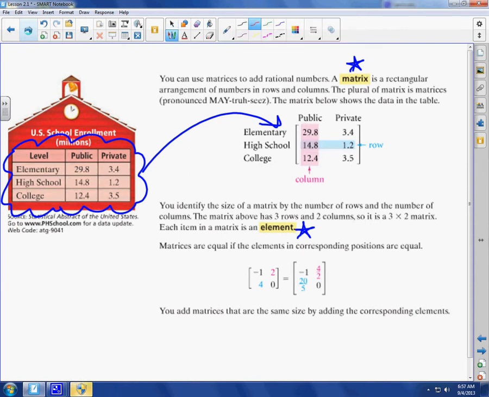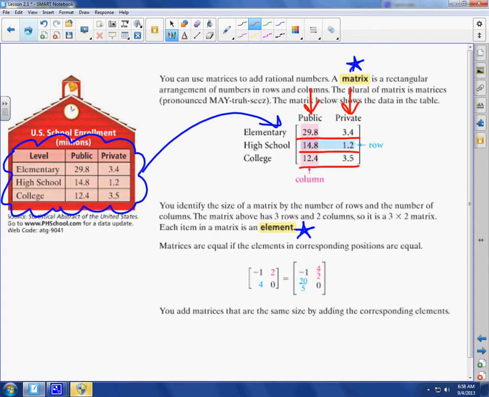Okay, so you identify the size of a matrix by the number of rows and the number of columns. The matrix above has 3 rows and 2 columns. So the rows go this way and the columns go this way.